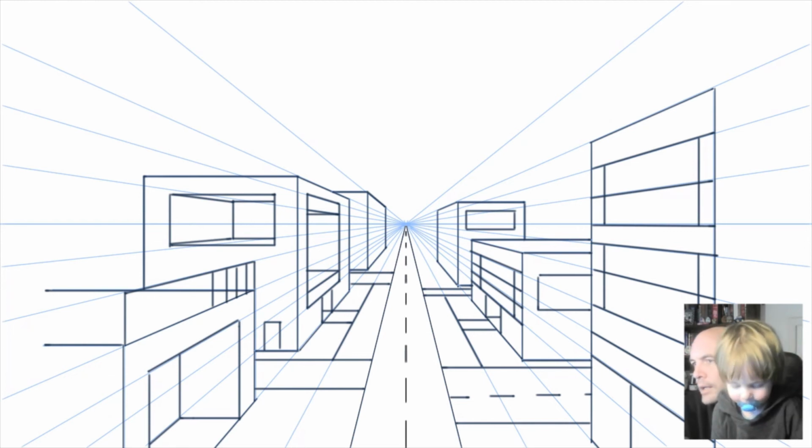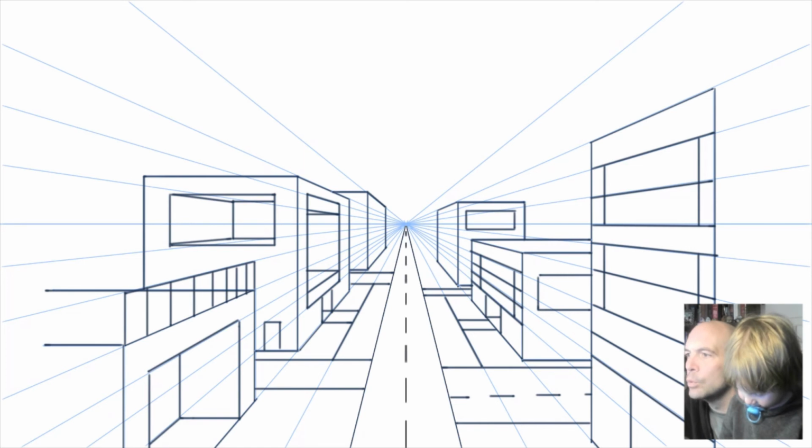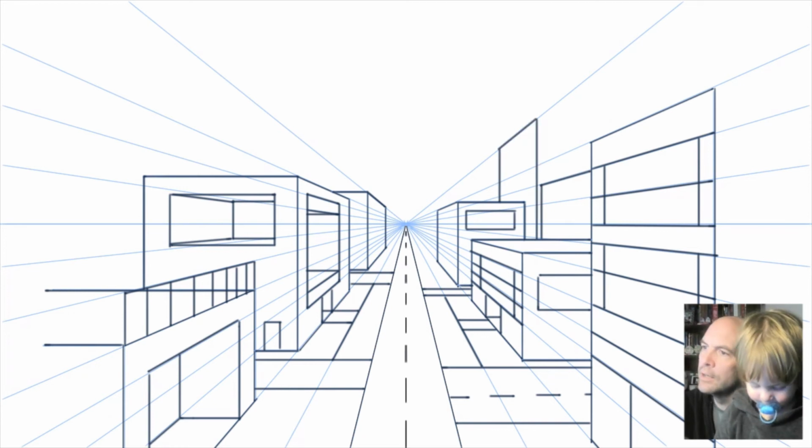I think I'm going to add in a balcony. Yeah, here comes a balcony. This is going to be a little bit more complex. I think I'm going to make it look like it's made out of glass.